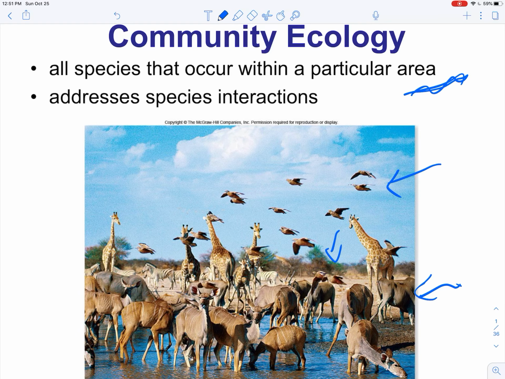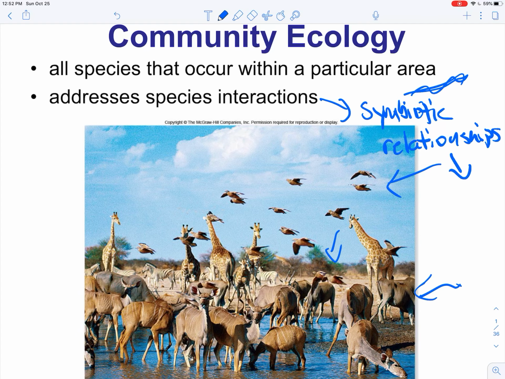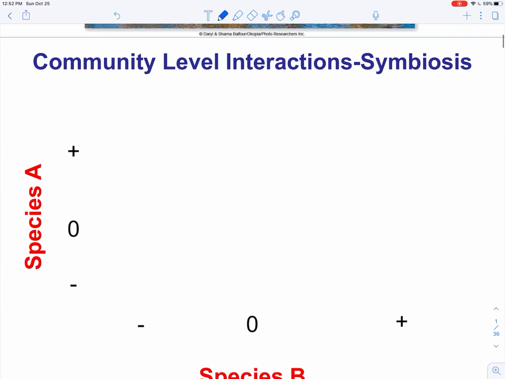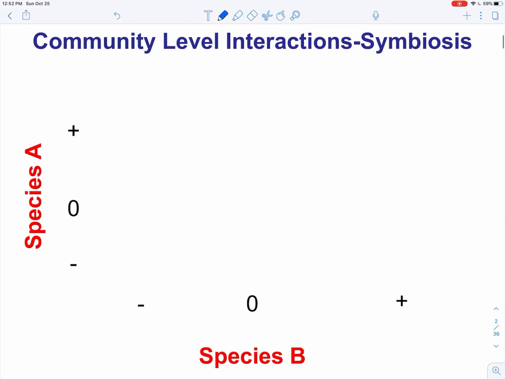So community ecology in general addresses species interactions. And we call these species interactions symbiotic relationships, or just symbioses. So before we get into content for today on competition, I want to start off just talking about some of these community level interactions or symbioses.